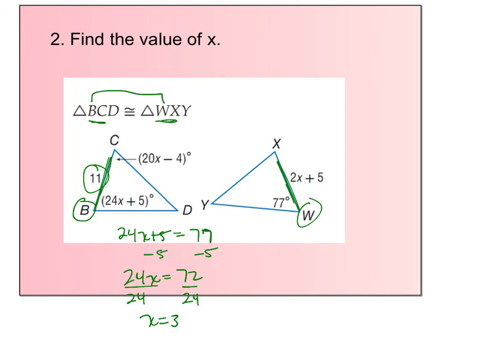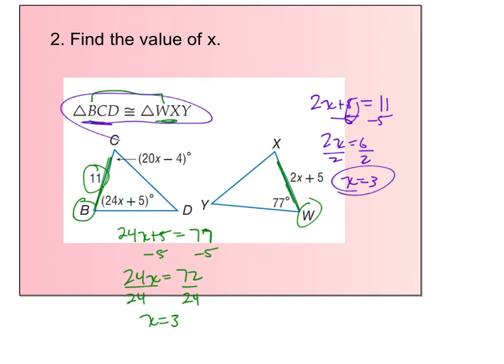That'll give me an answer. I could have also done the sides that match up. So I go 2x plus 5 equals 11. So 2x equals 6. X equals 3. Boom, there's your answer. So you have to use your congruence statement to figure out what matches up to what.